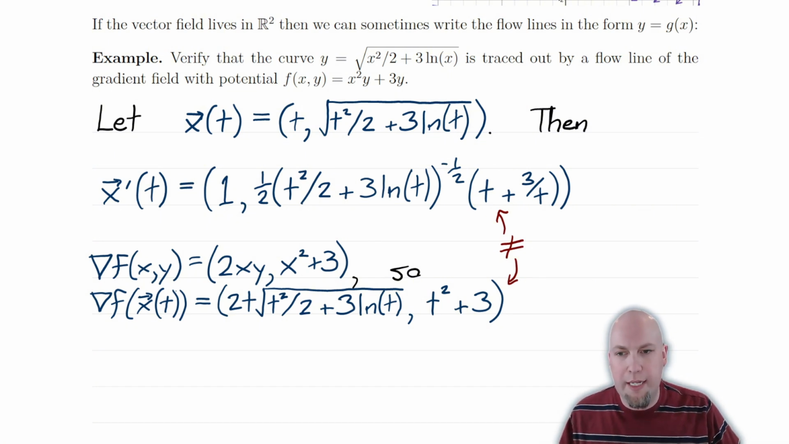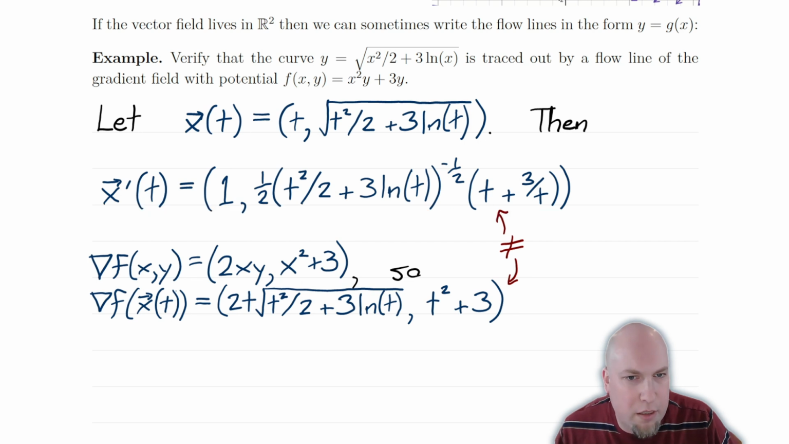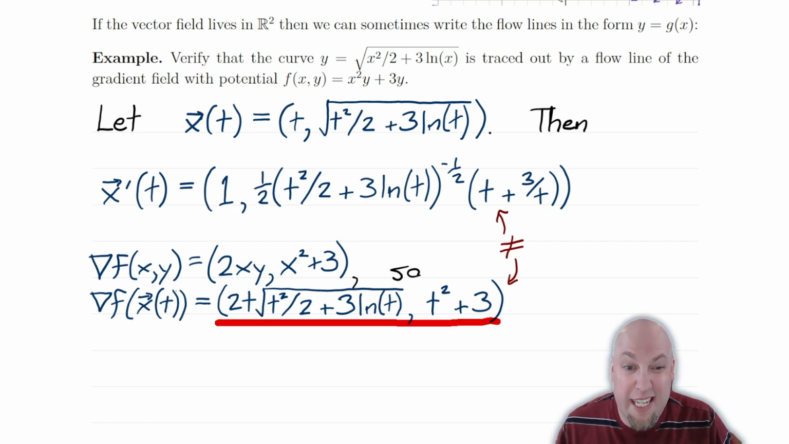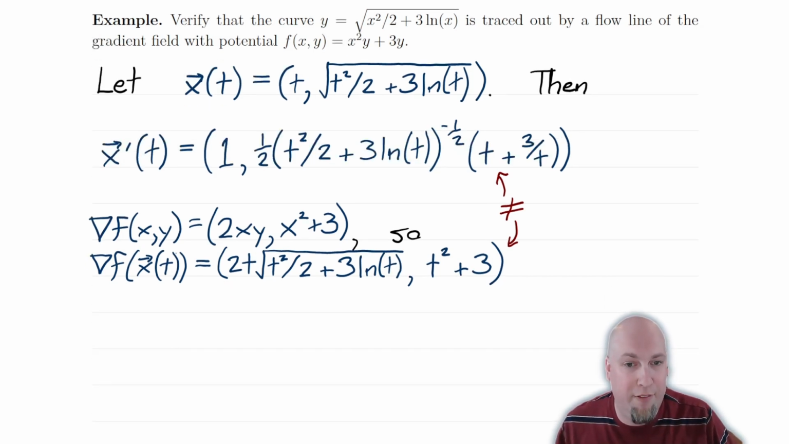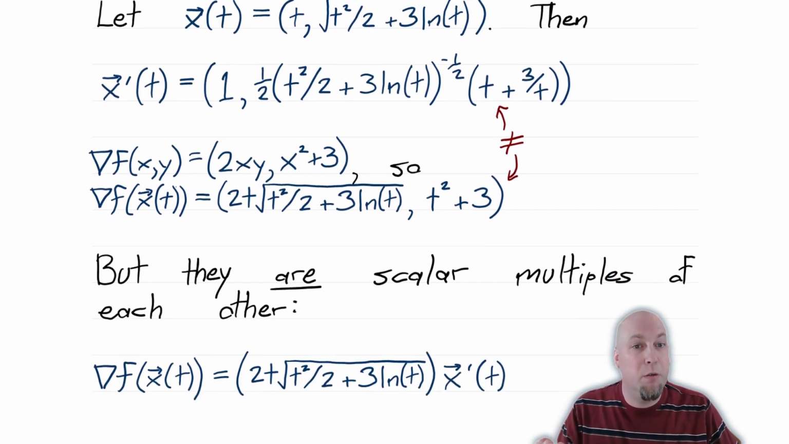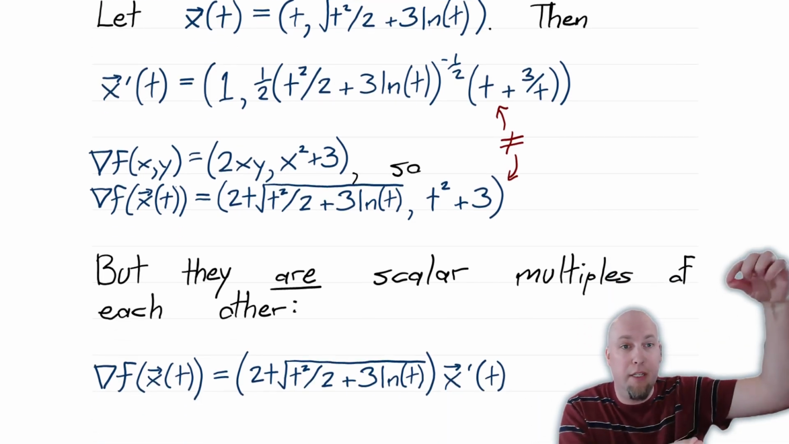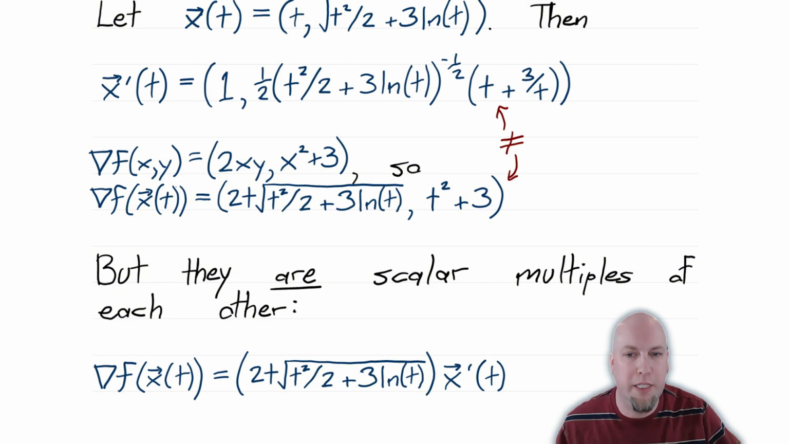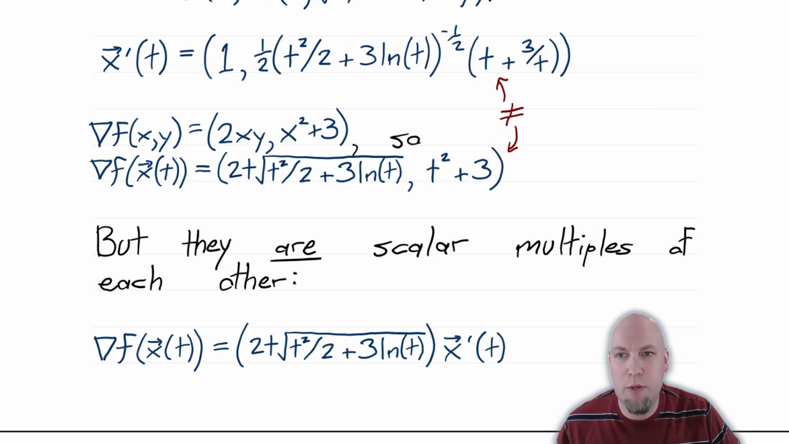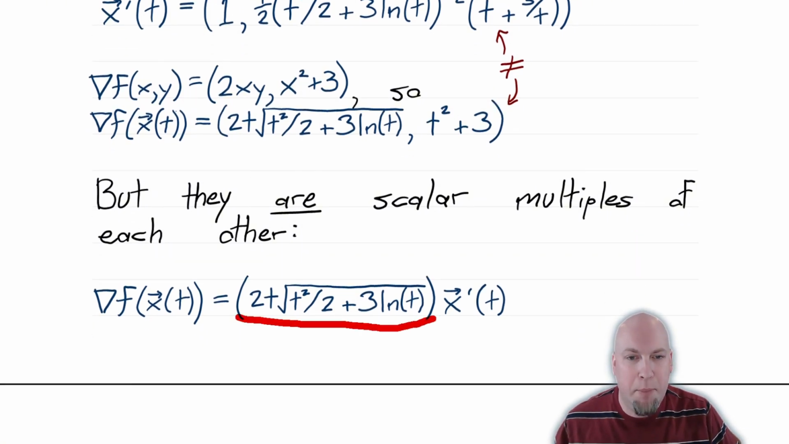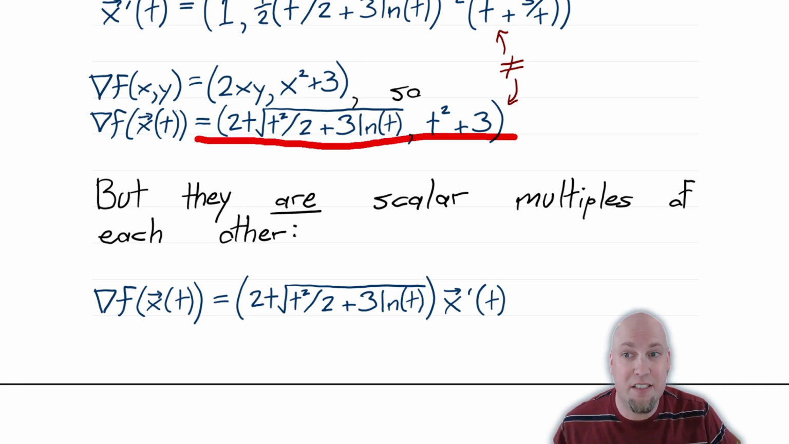out by some flow line is notice that these two vectors here, they're not equal to each other, but they are scalar multiples of each other. In other words, this x prime and this gradient of f at x are scalar multiples, so they're always pointing in the same direction. It's just their lengths are wrong. Their lengths aren't equal to each other. If I take this gradient vector and multiply it by this scalar multiple, then I get exactly this gradient of f applied to x of t.